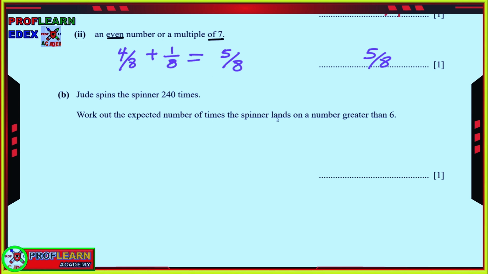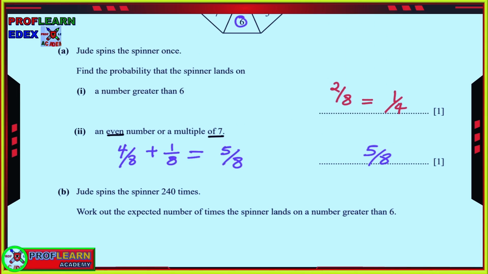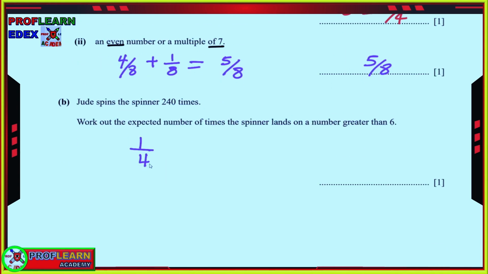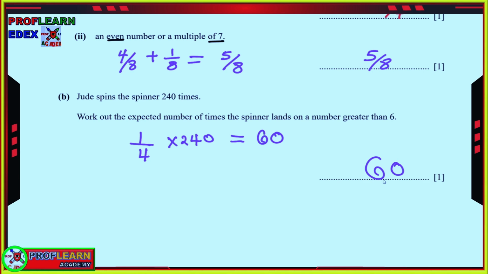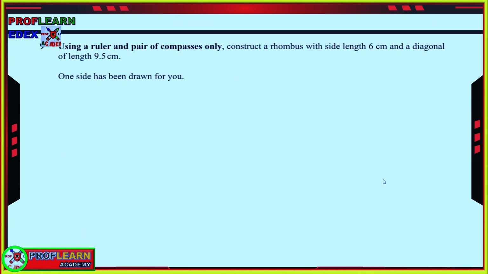Work out the expected number of times the spinner lands on a number greater than 6. We need the probability of a number greater than 6, which is 2 over 8 or 1 over 4. So it would be the probability times the number of times, and that becomes 60. So a question from probability is going to be tested, so you should be well prepared for that.